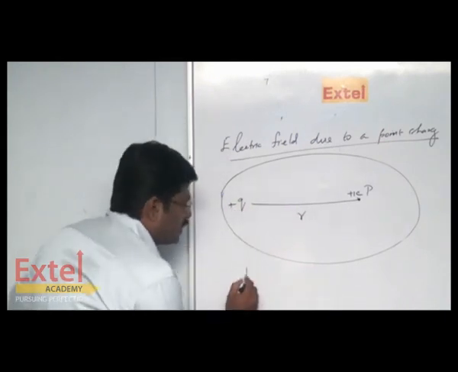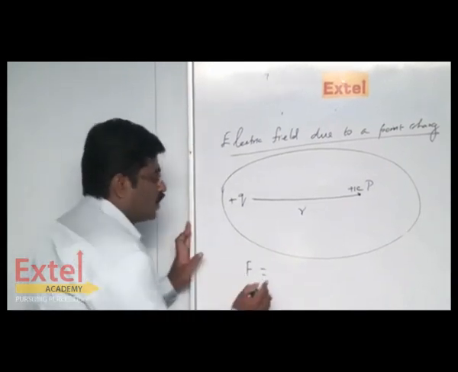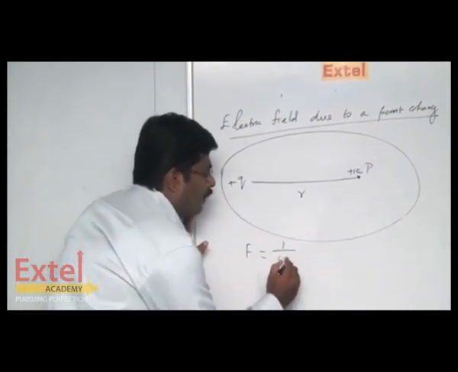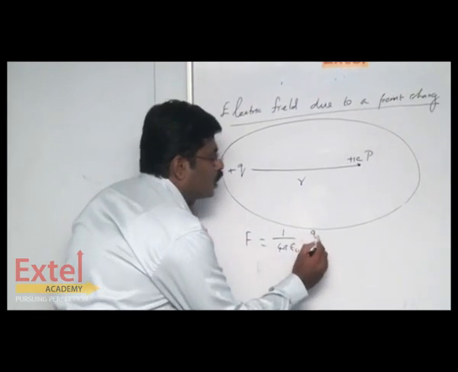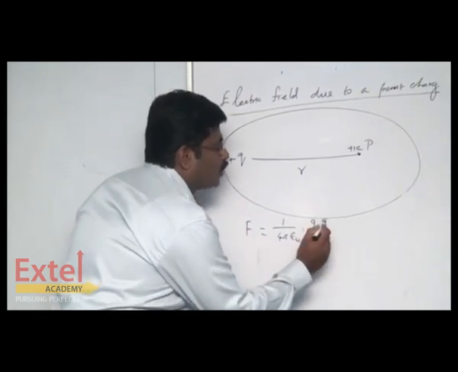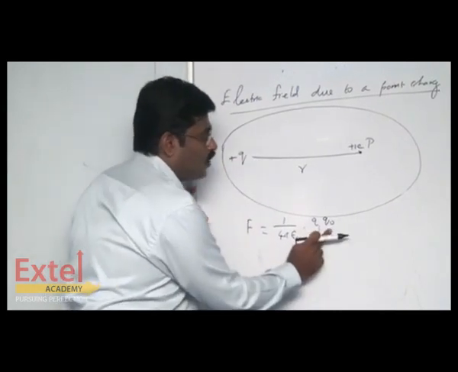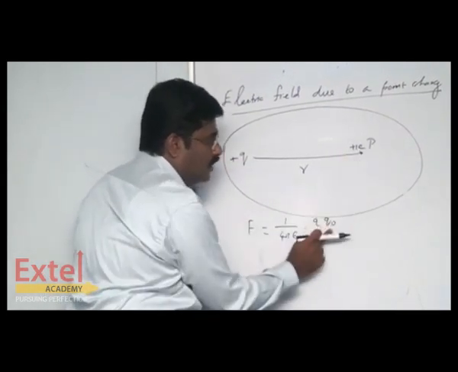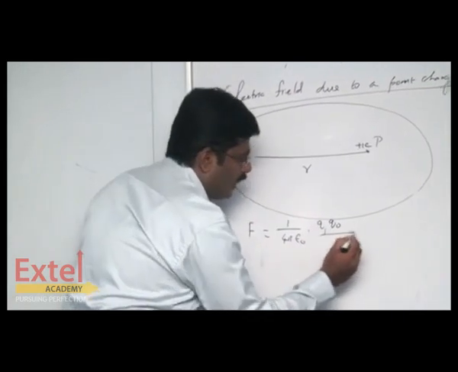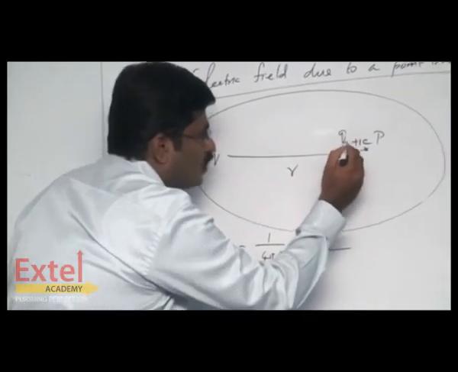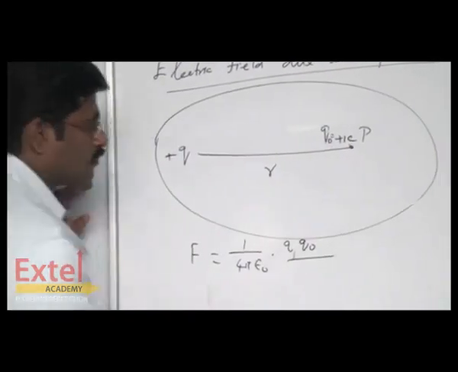Now, based on Coulomb's law, F is equal to 1 by 4 pi epsilon naught, Q and Q naught. In the place of Q1 we write Q, and in the place of Q2 we write Q naught. So I can say the test charge Q naught is equal to 1 coulomb.